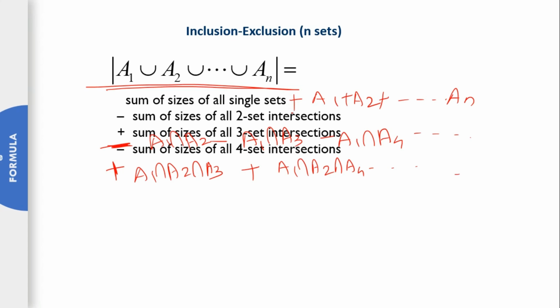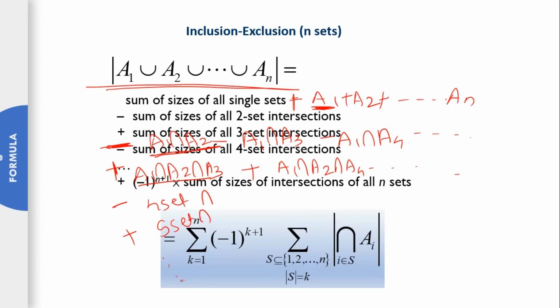So if you are having only one set, then plus sign will be used. If you are having intersection of two sets, then minus sign will be used. For three sets, plus; for 4 sets intersection minus; then for 5 set intersection you will use plus sign and so on. So our formula will become the summation of minus 1 to the power k plus 1, for whichever number of sets you want to perform the intersection on, times the summation of the intersection of all of those subsets.